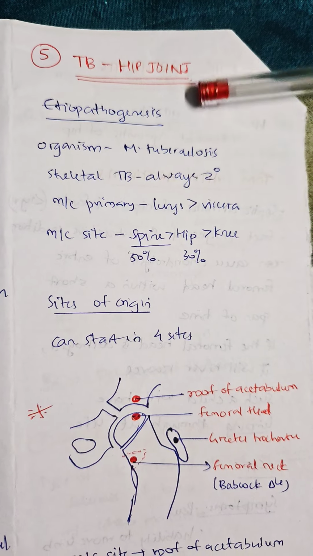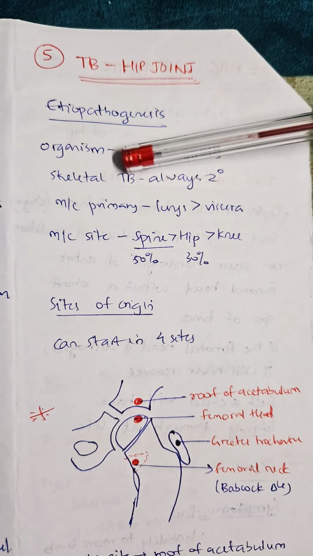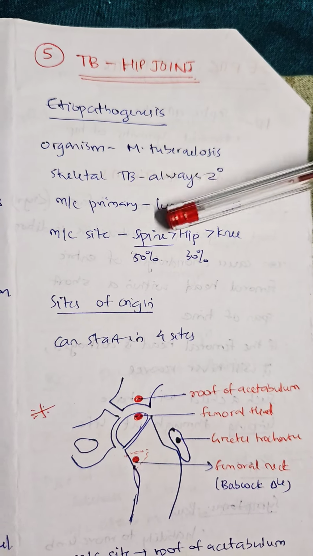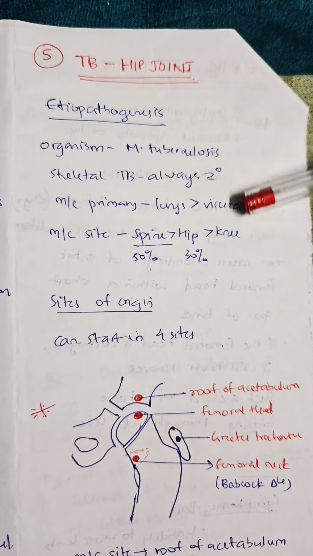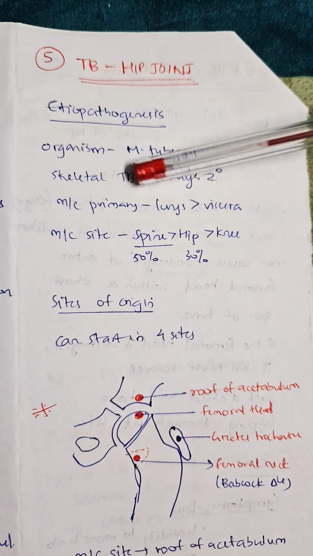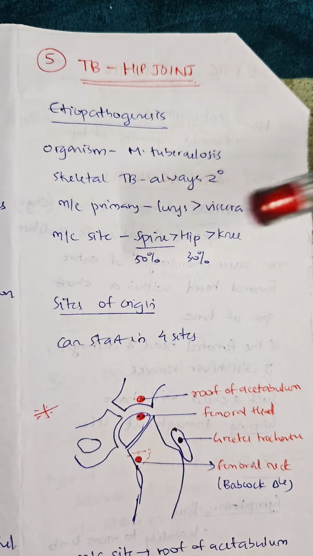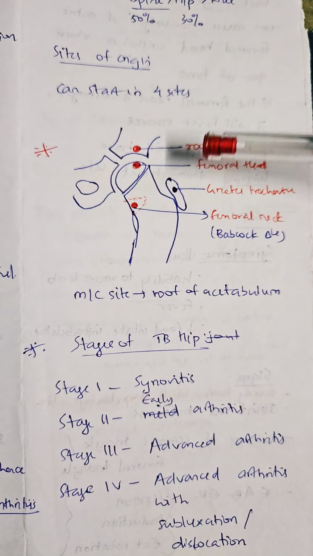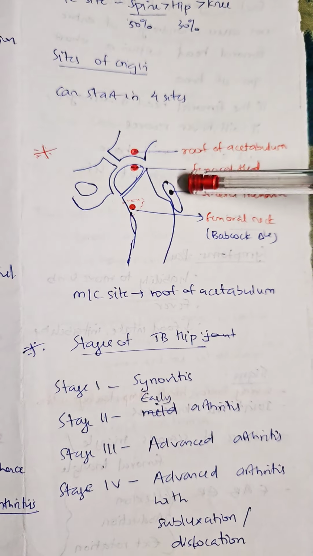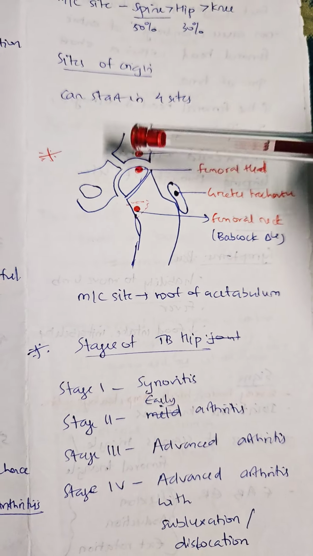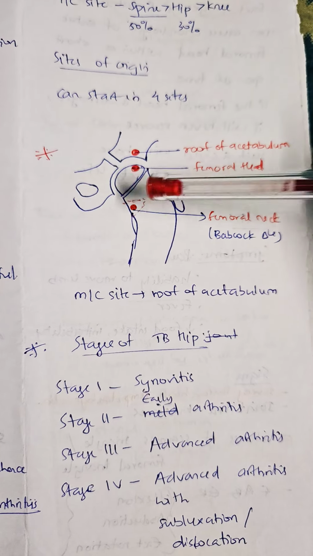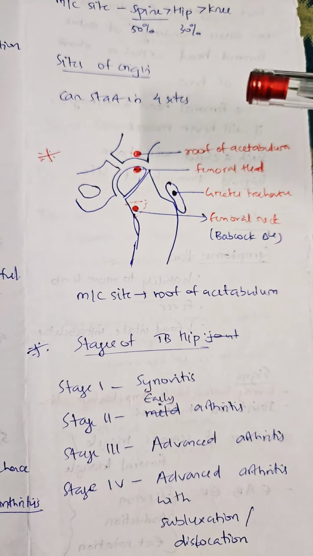TB hip joint is caused by Mycobacterium tuberculosis. Skeletal TB is always secondary, and the most common primary is the lungs, followed by viscera. The most common site of skeletal TB is the spine, followed by the hip and then the knee. In the hip, it can originate in 4 different sites: the roof of the acetabulum, which is the most common site, then the femoral head, femoral neck, and greater trochanter.